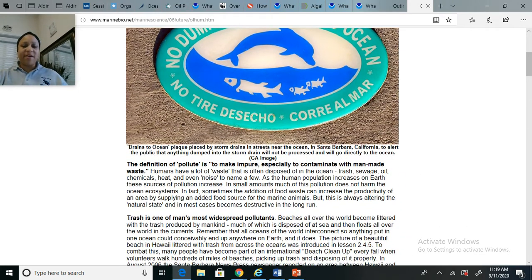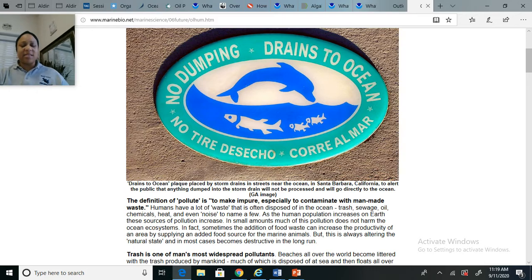So, some negative impacts. And I like this picture here. It says no dumping, drains to ocean. It is letting people know if you dump something here, it's possibly going to be drained into the ocean. So there are signs that are posted to help people do the right thing. Okay, it's up to us to do the right thing.